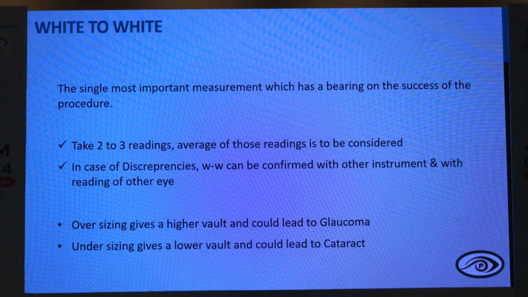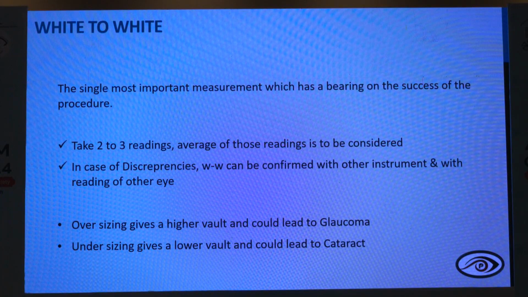So coming to white to white, probably the single most important measurement for the success of the procedure. Always you should take 2 to 3 readings. What I do in my hospital, normally I take the white to white. I tell my co-consultant, after that you go and take it, then we compare the readings and make sure which are close to each other. Because what will happen if you have oversizing, normally you will have a higher vault leading to glaucoma, or if it is undersizing, the chances of cataract will be very, very high.